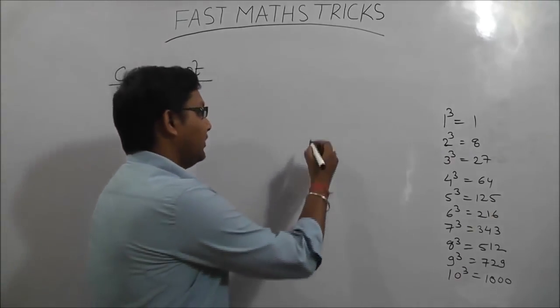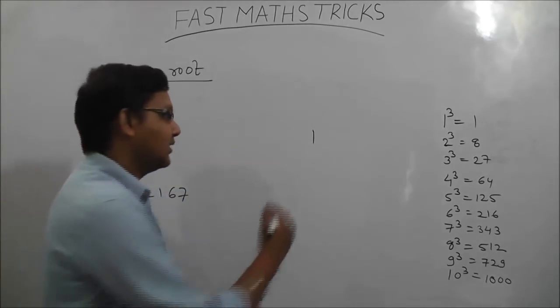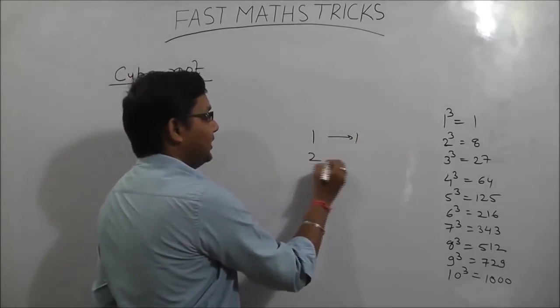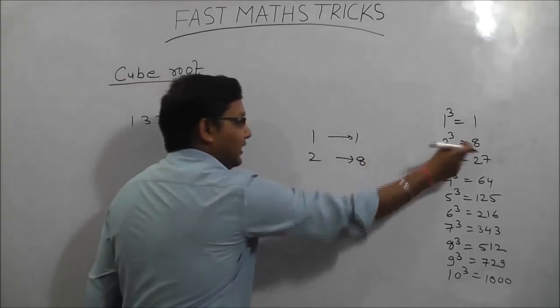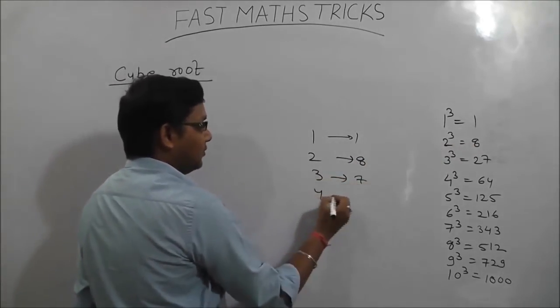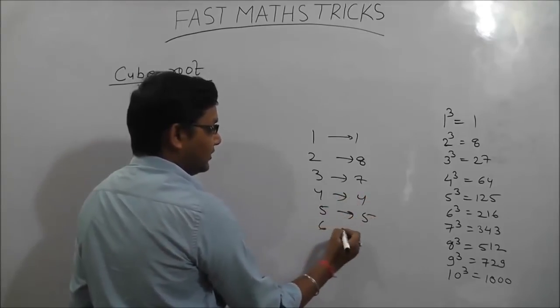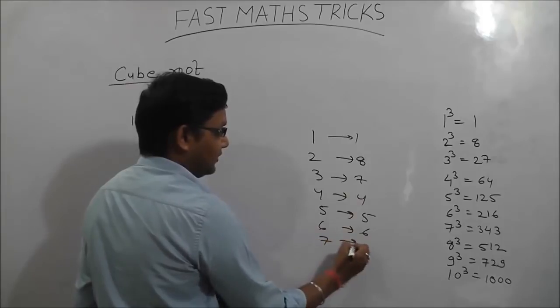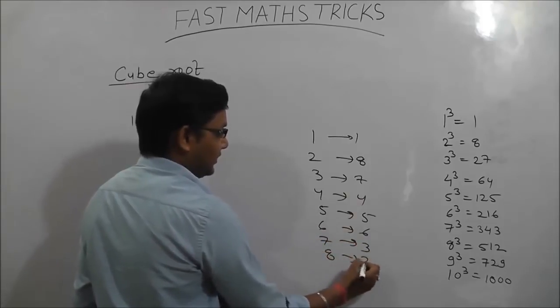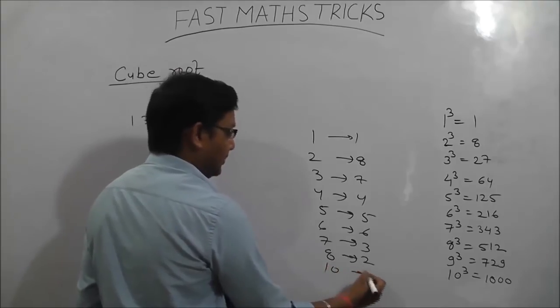If a number ends with 1 and we find its cube, the cube will end with 1. A number ending with 2, the cube will end with 8. 3 gives 7, 4 gives 4, 5 gives 5, 6 gives 6, 7 gives 3, 8 gives 2, and 10 gives 0.